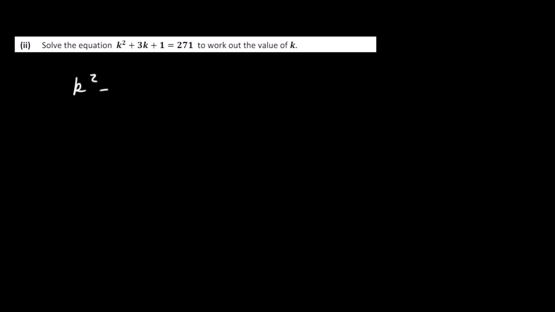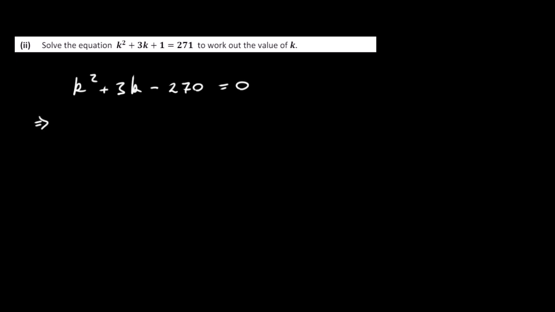K squared plus 3k. I'm going to bring the 271 over. So I'm going to subtract 271 from both sides. That'll give me minus 270 is equal to 0. Because I know this is a quadratic trinomial, you bring everything over to one side. So let's see, we've got to solve this.